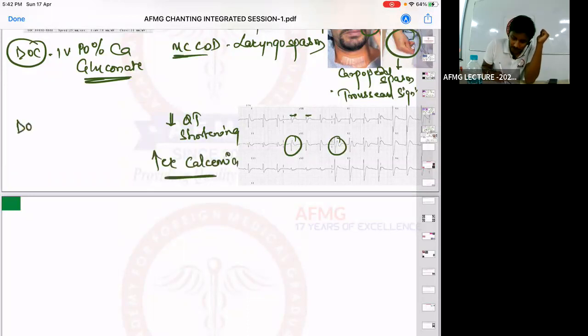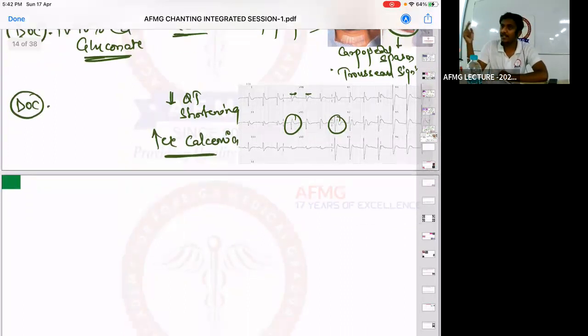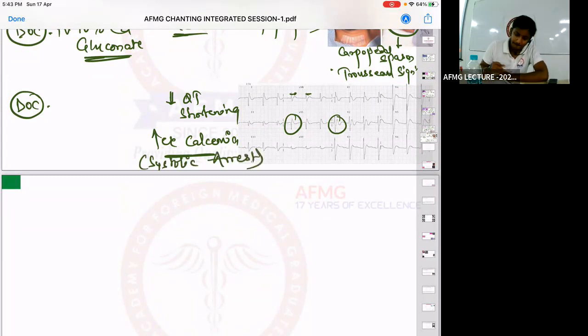What is the drug of choice for hypercalcemia? I told you the cause of death earlier. Hyperkalemia, diastolic arrest. Hypercalcemia, systolic arrest. Hypercalcemia causes systolic arrest. What would be the drug of choice? Calcium is increased, so reduce it.